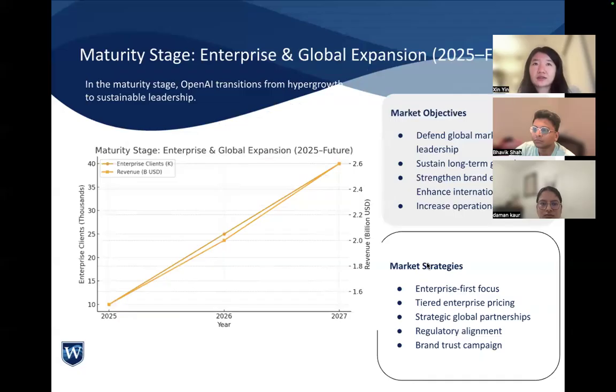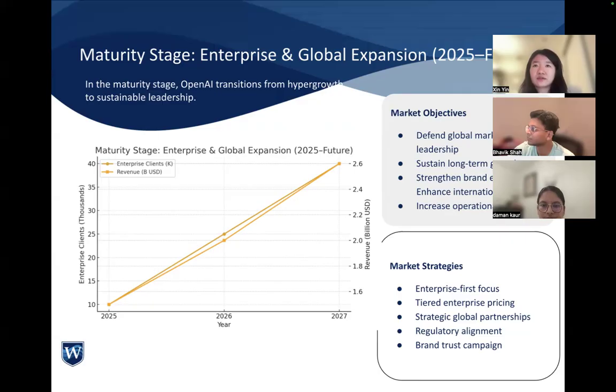As OpenAI enters the maturity stage beginning in 2025, the company's focus shifts from rapid user expansion to sustainable growth. The graph highlights two key dimensions: the stable increase in enterprise clients and the continuous rise in overall revenue. Between 2025 and 2027, enterprise clients are expected to grow four times, from around 10,000 to over 50,000. This stage is characterized by a defend and expand strategy.